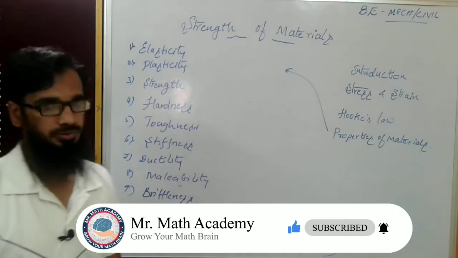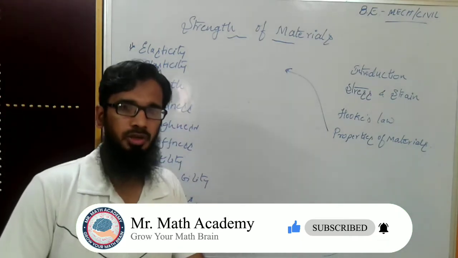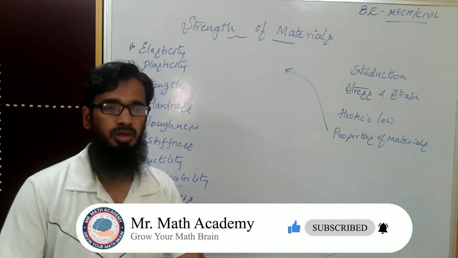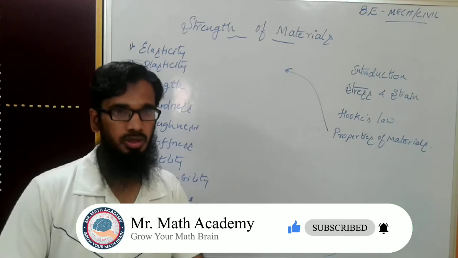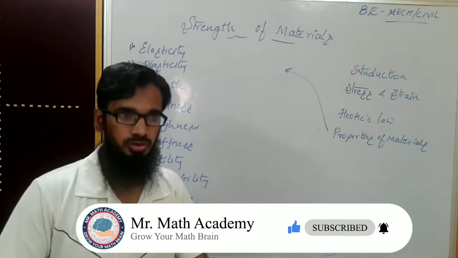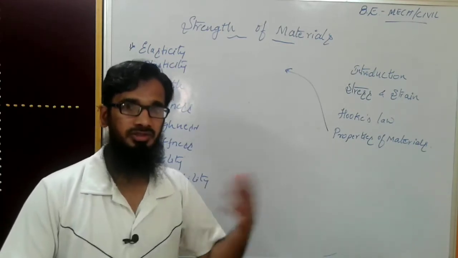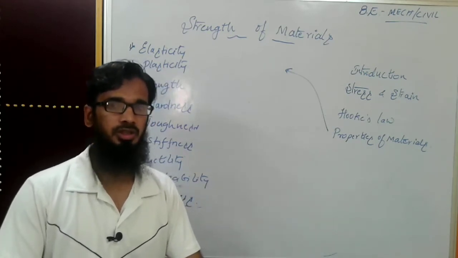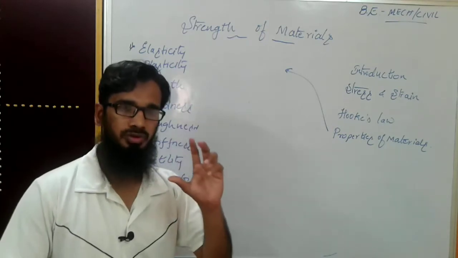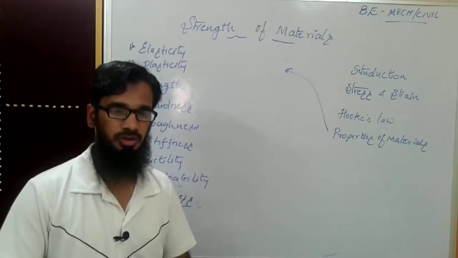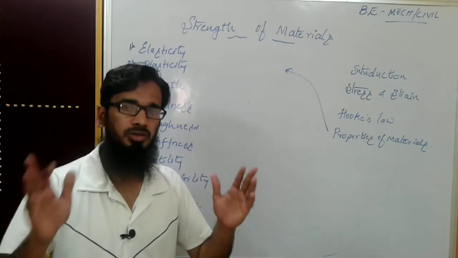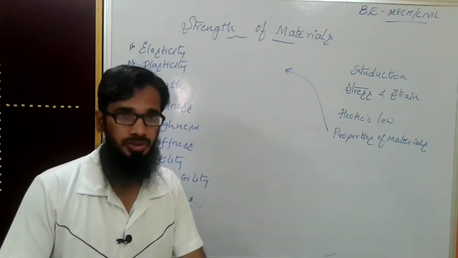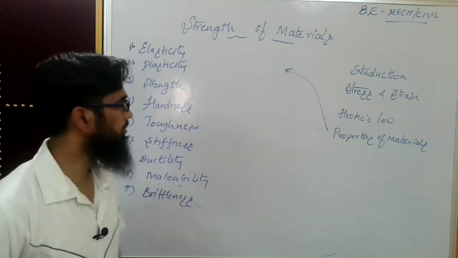Now the strength. This is also an important property of a material, because when you apply load, all materials tend to fail. Before that failure, the material has some sort of resistance to the applied load, which gives the strength of the material. Strength means the resistance offered by the object before the failure takes place because of the external loads. That is nothing but the strength of a material.